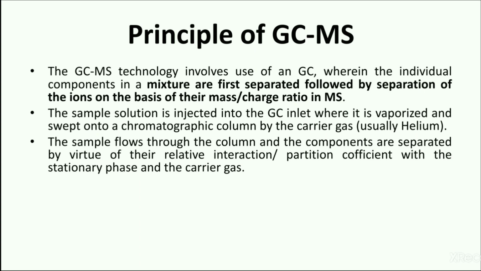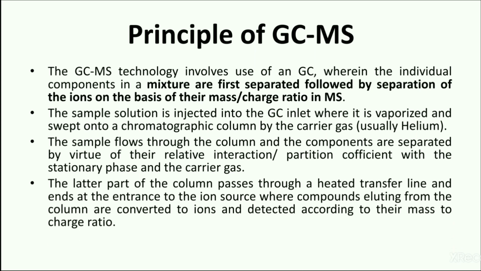Next, the separated components pass through a heated transfer line towards the entrance of the ion source of the mass spectrometer, where they are converted to ions. Ions are further accelerated by supplying electric voltage and then become separated according to their relative mass to charge ratio. Furthermore, separated ions are detected by the detector.